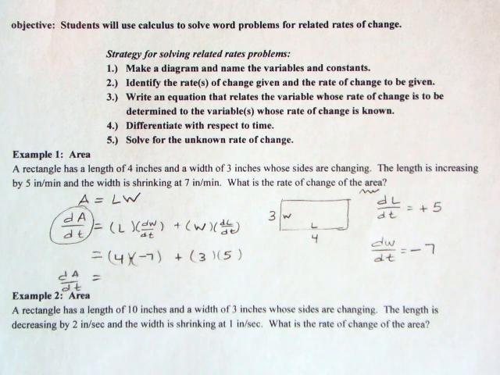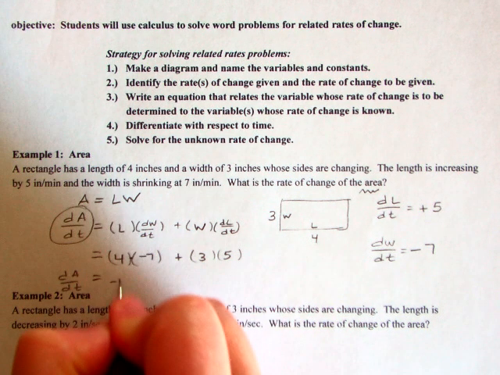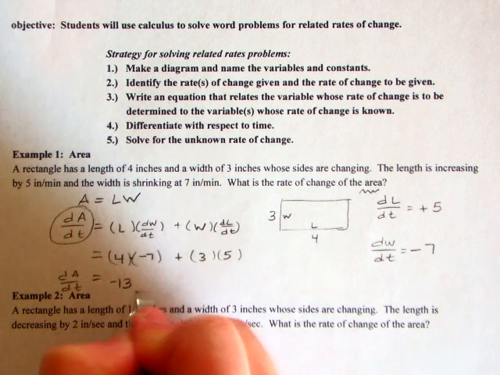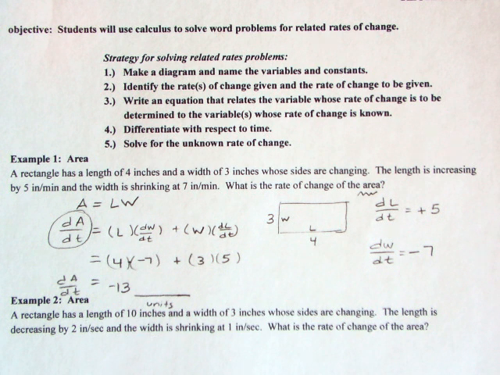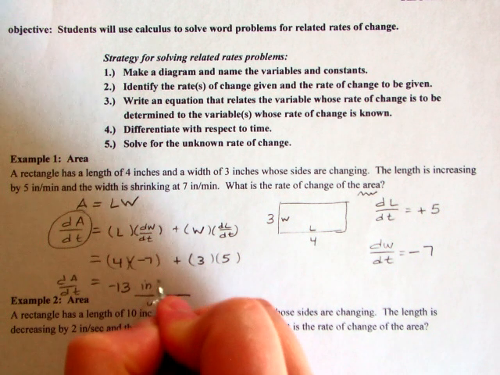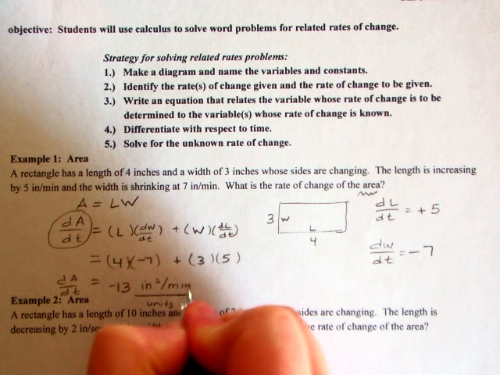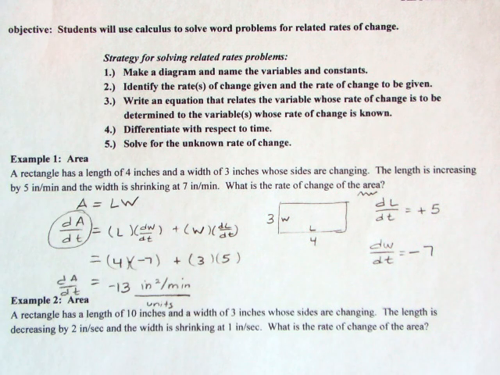The change in A with respect to time is going to be negative 13, and then we also need to include the units. So if we think of area, area is length times width. In the original problem, we were talking about inches per minute. So this is going to be inches squared per minute. Okay, you still need to think out your units a little bit. And that's it. Let's do another one.